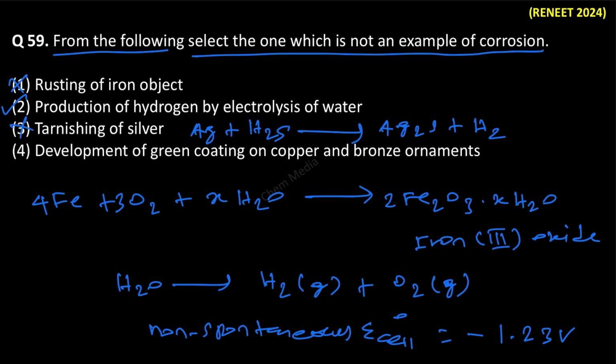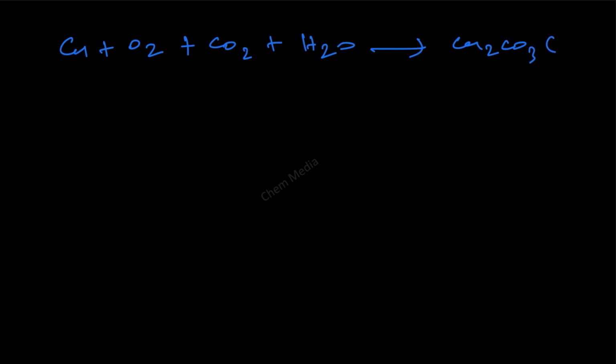And then finally, development of green coating on copper and bronze ornaments. That is also an example of corrosion because copper reacts with O2 in presence of CO2 and water and forms copper carbonate, basic copper carbonate, that is Cu2CO3(OH)2. This process is called patina.